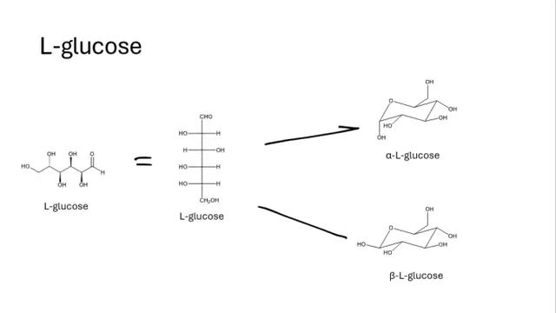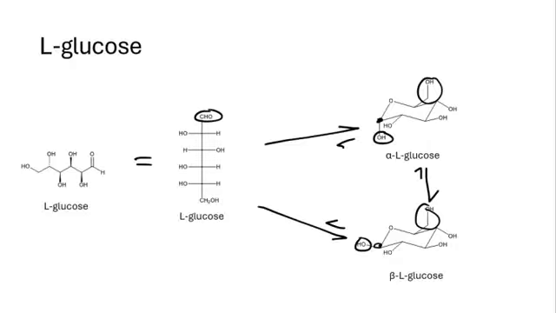Those are in equilibrium then with the ring form. They could either be alpha or beta, and same thing. Alpha is going to have that CH2OH opposite of the OH that was the carbonyl carbon oxygen. And then for beta, those are going to be on the same side, both facing up in this case.